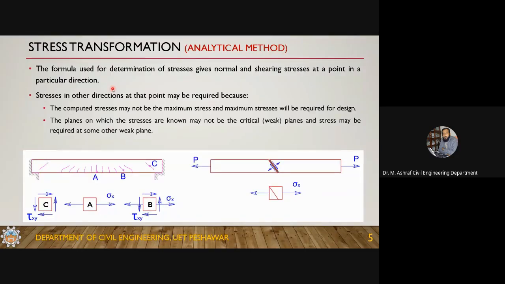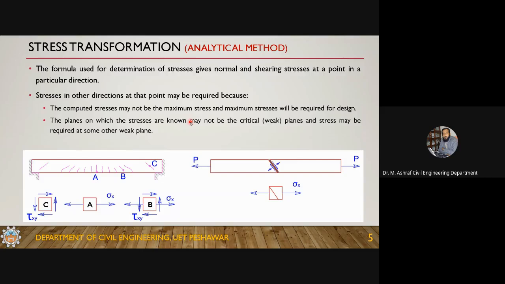Why do we require stress in some other direction? There could be two important reasons. The computed stress, when you compute it using those formulations, may not be the maximum stress, and maximum stress will be required for design. The calculated value may not be the maximum, and since the maximum stresses are required in the design, the calculation is necessary so that you may be able to calculate the maximum stress. For this, the stress transformation is required.